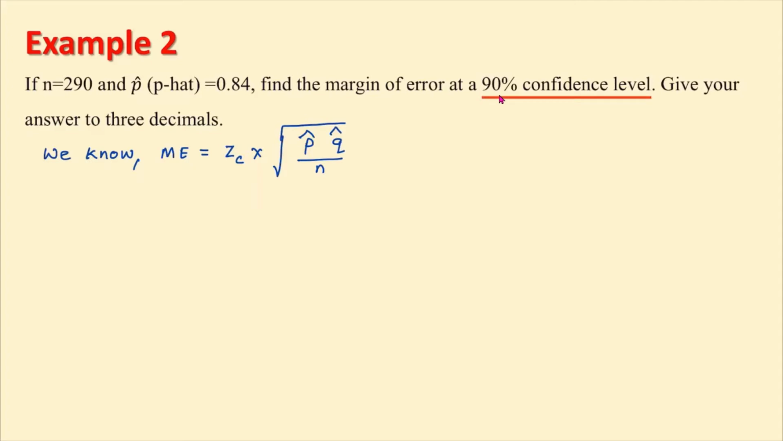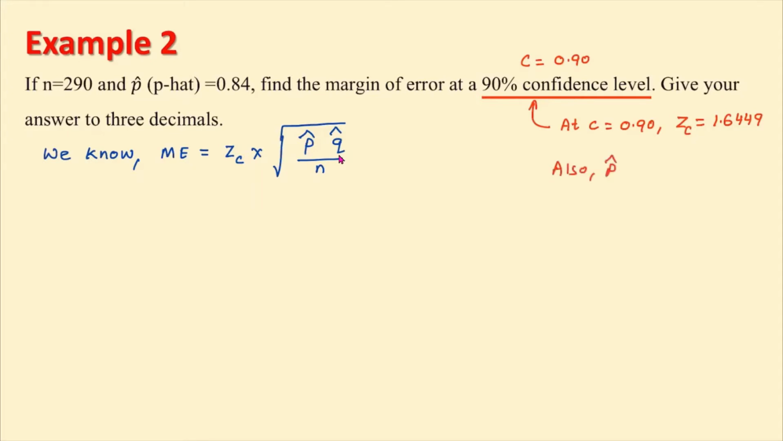Here we are talking about 90% confidence label. As you can see there, the value of the confidence label C is equal to 0.90. What we know from the first example is that at C equal to 0.90, the critical value is 1.6449. If you want to know how to calculate this one, refer back to example 1, which is calculated there. So we have this Z critical. Also, P hat is given.